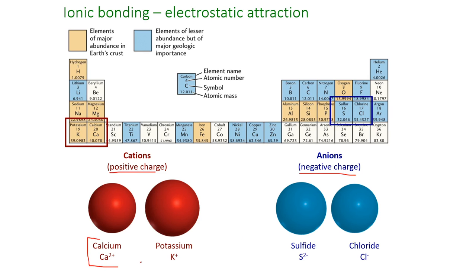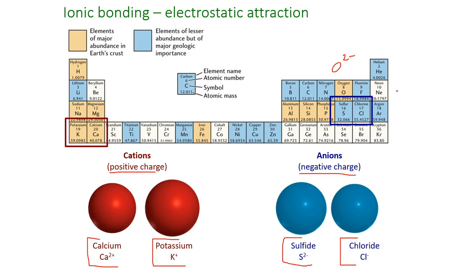Calcium 2+, that is a positive charge. Potassium 1+ is a positive charge. Those are cations. Anions: sulfide, 2-. Chloride, 1-. Oxygen, O, 2-, right? That's going to be all anions.